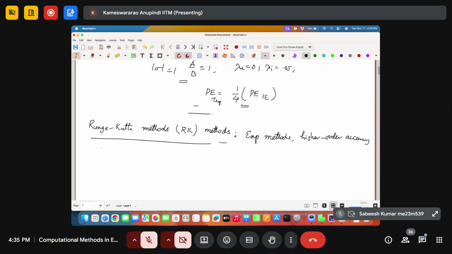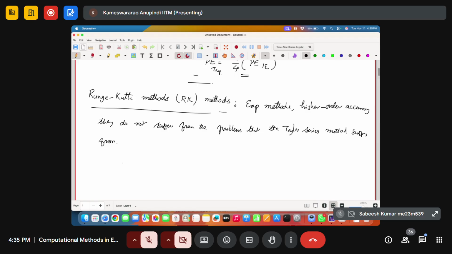Okay, but then they do not suffer from the problems that the Taylor series method suffers from. So what are these problems that the Taylor series method suffers from?